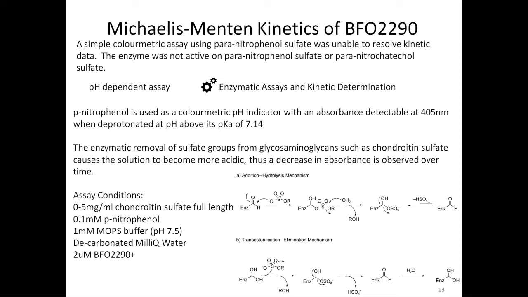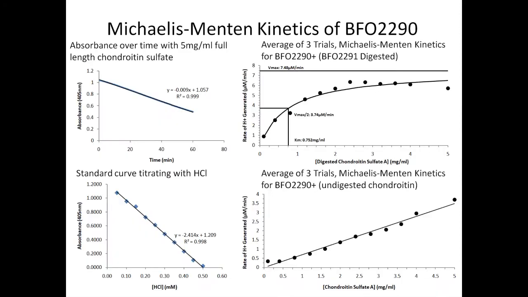And as the reaction proceeds, I'm expecting a drop in pH and thus a drop in absorbance at 405 nanometers. And that's exactly what I saw, which agrees with the phase gel that I ran earlier. I converted the absorbance to concentration using a standard curve that I titrated with hydrochloric acid and produced the Michaelis-Menten curves on the right.